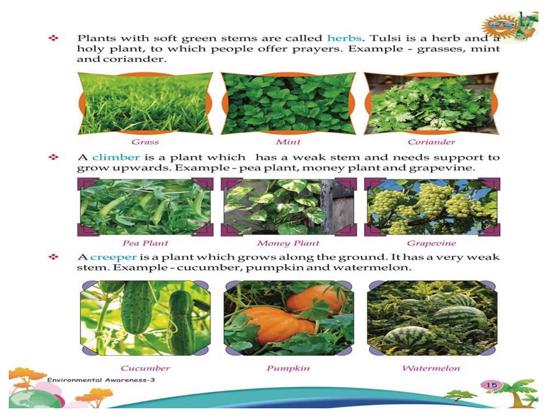Plants with soft green stems are called herbs. Tulsi is a herb and a holy plant to which people offer prayers. Example: grasses, mint, and coriander. A climber is a plant which has a weak stem and needs support to grow upwards. Example: pea plant, money plant, and grapevine. A creeper is a plant which grows along the ground. It has a weak stem. Example: cucumber, pumpkin, and watermelon.